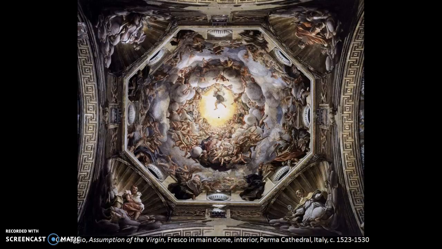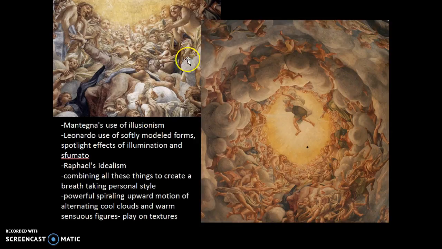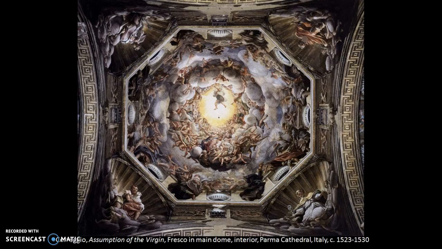The figures are idealized. They have this gorgeous clinging drapery. Maybe you can see that a little bit better here. And you can definitely see the form of Mary's body through this drapery too. He depicts this powerful, spiraling upward motion of alternating cool clouds with warm, sensuous figures, and he's really playing with texture. I love the way he makes the clouds look so wispy, and then he has this contrast to this firm, yet soft skin. Definitely a lot of interesting tones being played, cool colors in the clouds and warm colors with the skin.